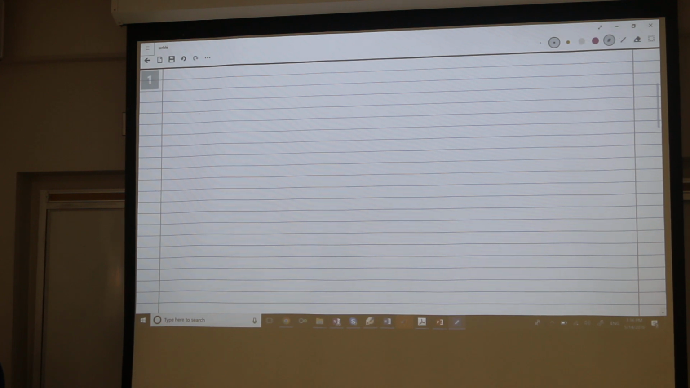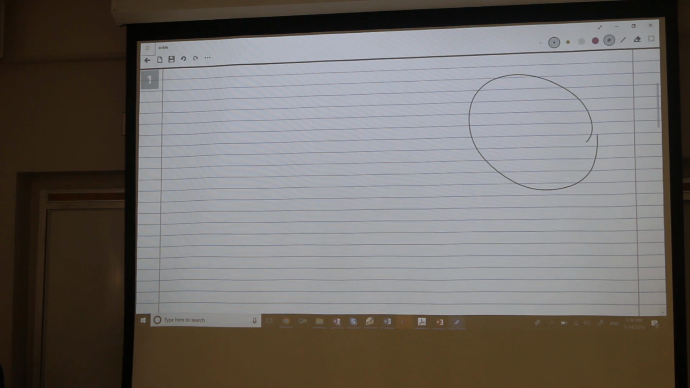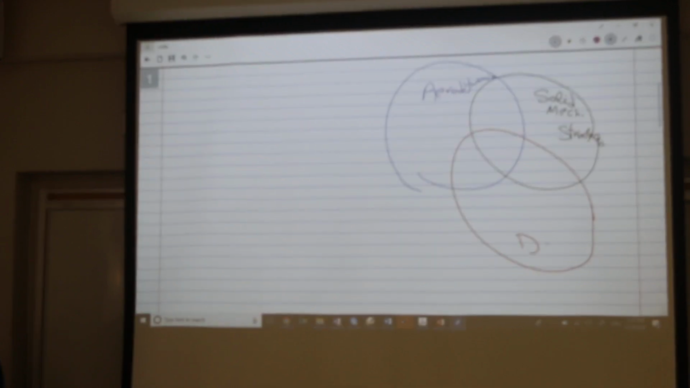So this is solid mechanics, structure, sometimes we call structures. And this is aerodynamics. And this is dynamics.